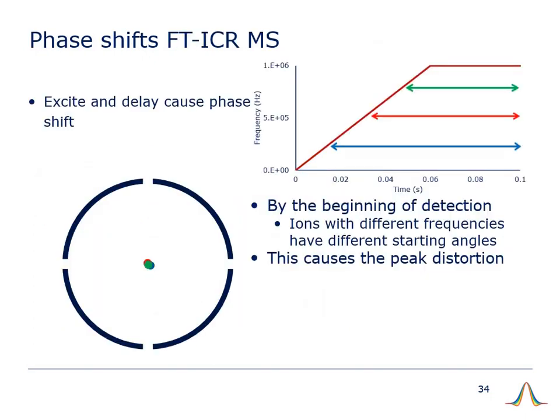We can see that effect here. In this ICR cell, I have 3 ions of different masses and hence different frequencies. When I start the excitation sweep, first one, then the next, and finally the third ion is excited. By the time detection starts, each ion has rotated round to a different position in the cell, and these positions will dictate the phase angle that each corresponding signal will start with.